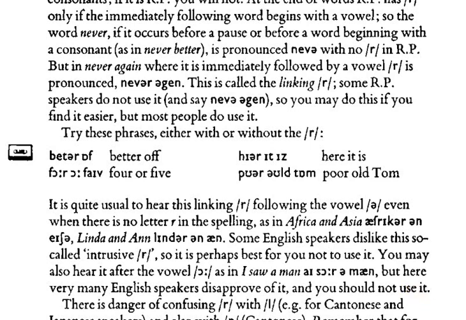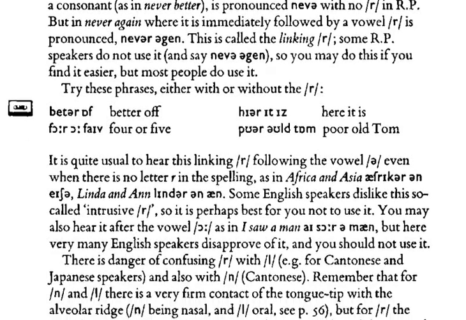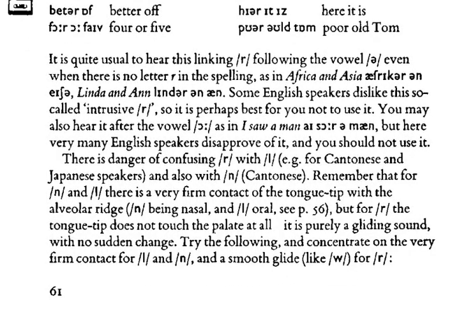Now there is danger of confusing ra with la. ممكن أنه يكون عندي ارتباك أو خلط بين الصوتين ra and la. بالنسبة للكانتونيز والجابانيز speakers يعني الحمد لله not the Arabic ones. And also with na ممكن يكون الخلط مع النا بالنسبة للكانتونيز. Remember that for na and la there is very firm contact of the tongue tip with the alveolar ridge. جاي يسوي لي فرق بين النا واللا وصوت الراء. أنه بالنسبة للنا واللا tip of the tongue is in firm contact with the alveolar ridge. أكو اتصال تام بين مقدمة اللسان واللثة.